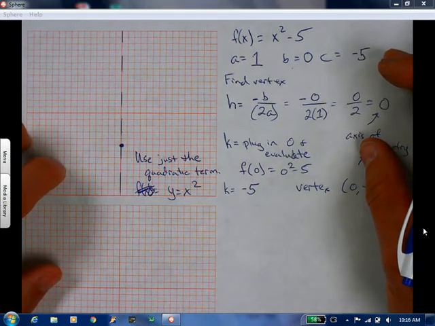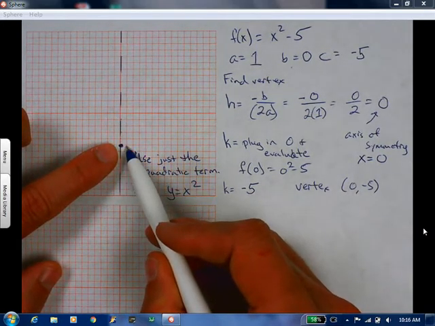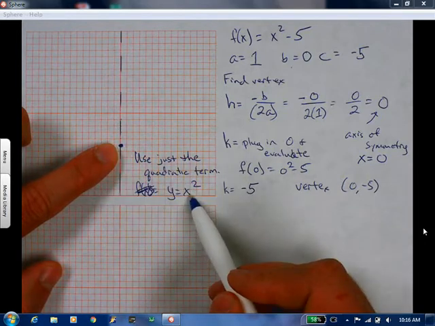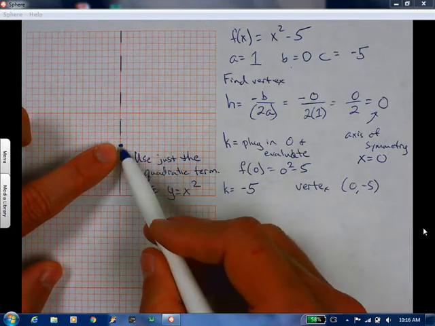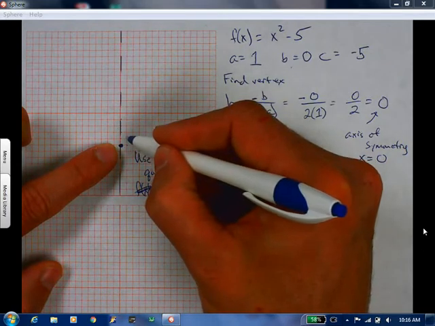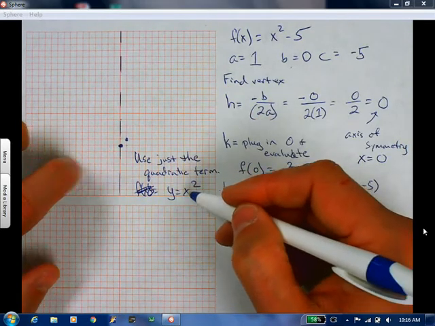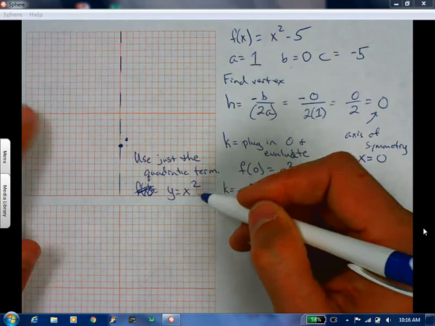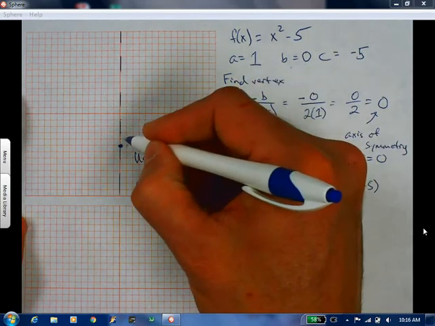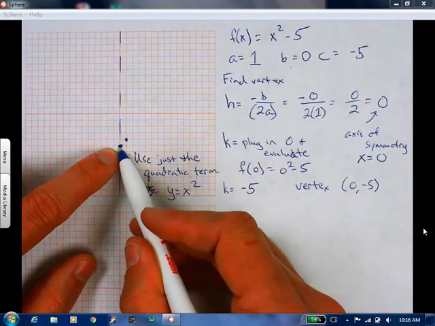Okay. So from my vertex, if I go 1 unit over, how many units did I move over? 1. That's an x value, right? So if I go 1 unit over, what's 1 squared? So if I go 1 unit over, guess how many I go up? 1. So 1 unit over, I plug that number in, 1 squared is 1, I go up that many. You return to the vertex, always go back to the vertex.